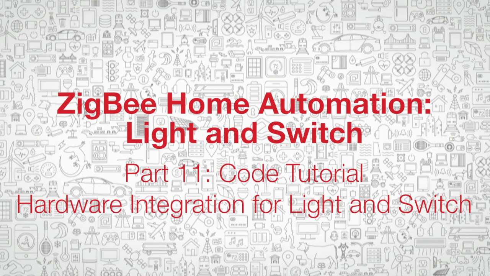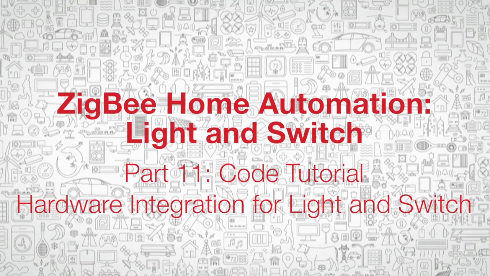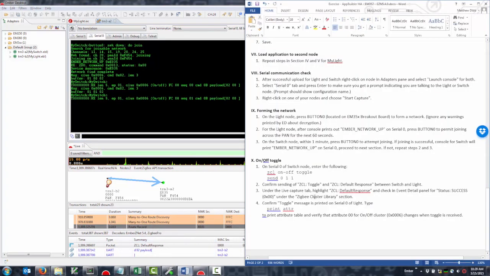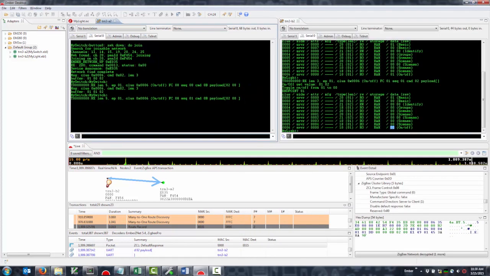Welcome back to our home automation ZigBee light and switch tutorial. If you're following along with this exercise, you should have just completed sections 1 through 10 in the ZigBee home automation light and switch exercise. And if you've gone all the way through this procedure, you now have a light and switch that talk to each other using the console in Ember Desktop to enter commands that can communicate at runtime.